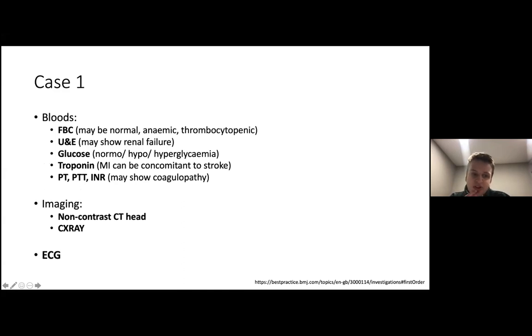So, important bloods on a patient like this. Now we're going to start to investigate them. FBC, U&E. A serum glucose is also useful. You can consider doing a troponin because MIs can present alongside stroke, and then a clotting screen. For imaging, you'd want to do a chest X-ray, and a non-contrast CT head is the main investigation, as somebody said in the chat before. You'd also want to do an ECG.